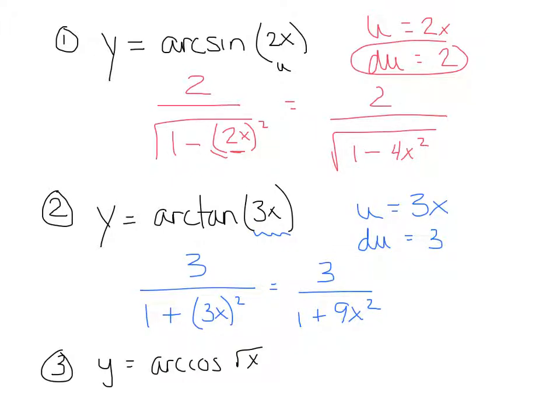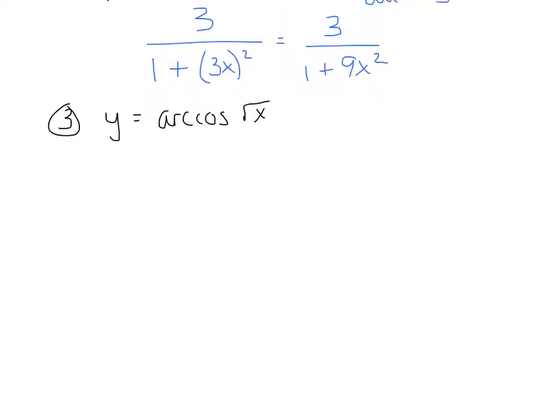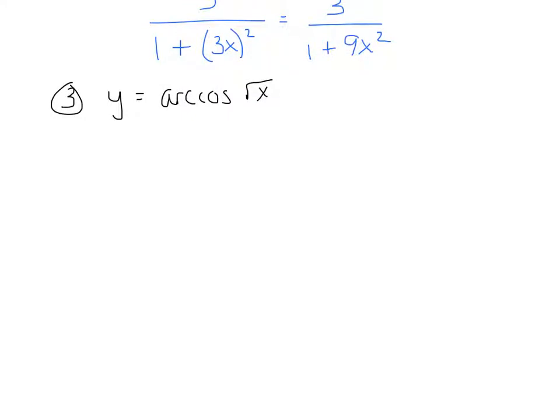Alright, let's keep checking here. Number 3, y equals arc cosine of radical x. Now notice I read it of radical x, but they're probably not going to put any parentheses in there for you, just like they don't typically on the trig. So when I read arc cosine of, put your own parentheses in so it's easy to identify that u.